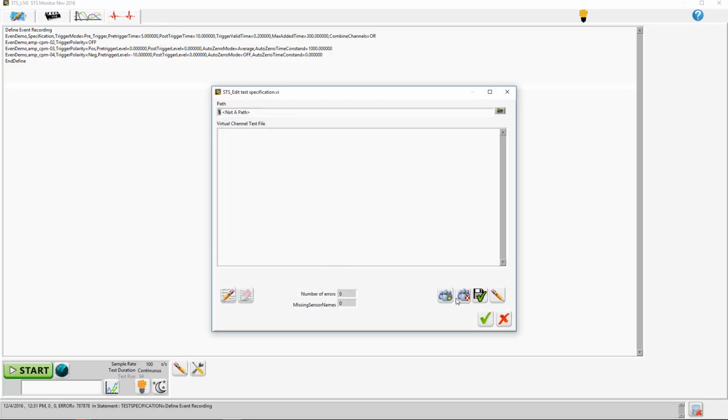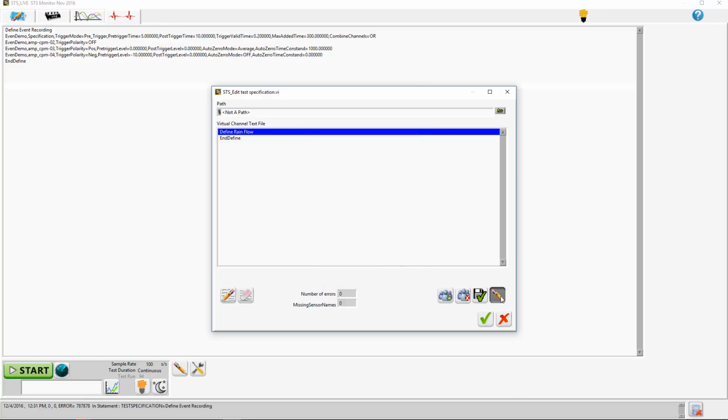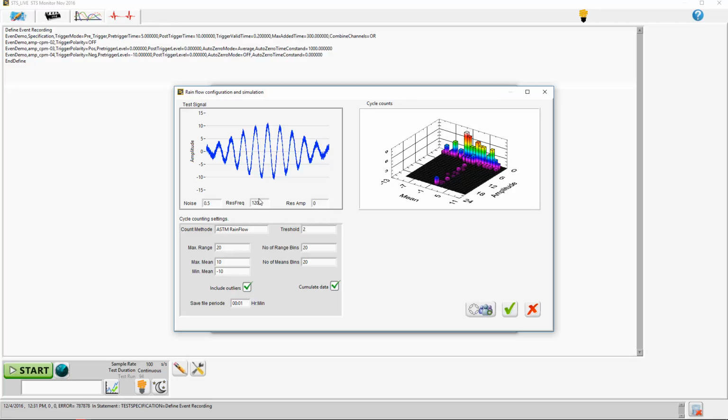We tell the system that we want to do rainflow. Go to the editor, give the rainflow a name. We can have multiple groups doing rainflow. Double click on the group name, and we are opening the page to select the parameters of the rainflow count.